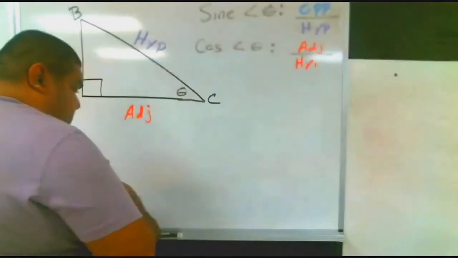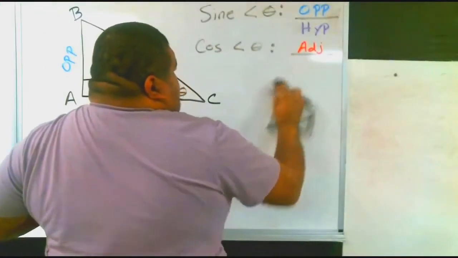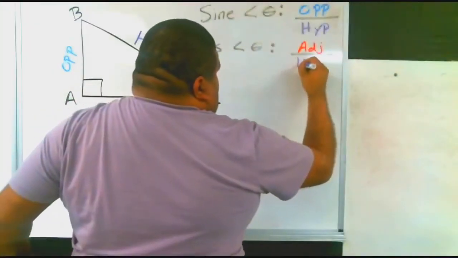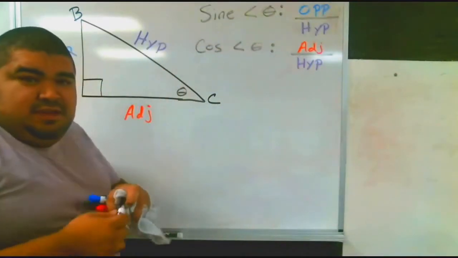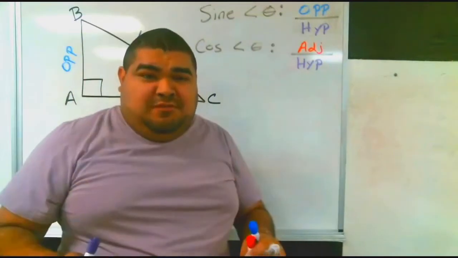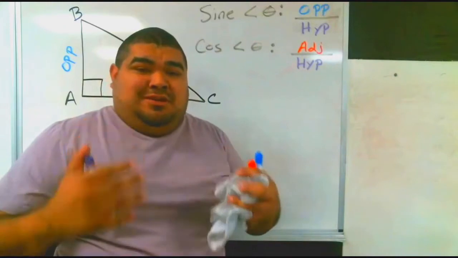Let's use the color we use for hypotenuse here. This makes it a lot easier for you guys. For hypotenuse, I use purple. So adjacent over hypotenuse. Again, it might not make sense right now. I'm going to put some values in there. For now, just write the rules. You need to memorize the rules.